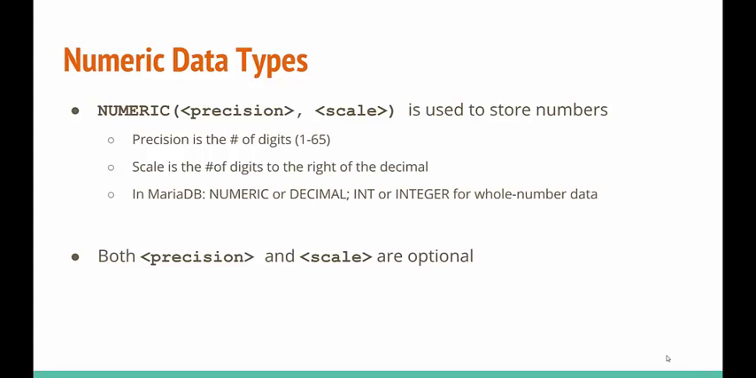Here, we're talking precision as the number of digits we wish to store, and scale as the number of digits on the right of the decimal. In MariaDB/MySQL, numeric and decimal are synonyms, meaning we can use either one interchangeably to represent a numeric field. Int or integer can also be used for whole number data.